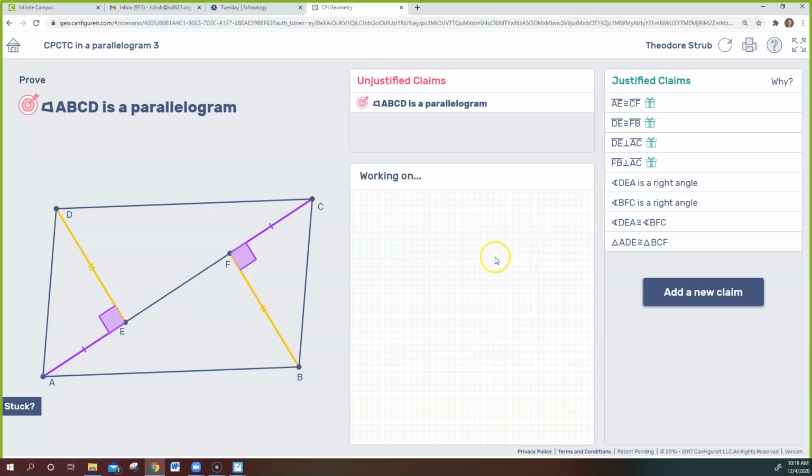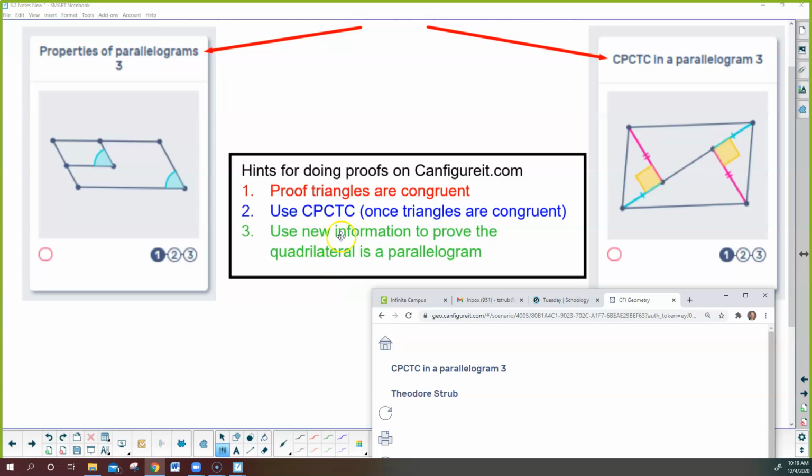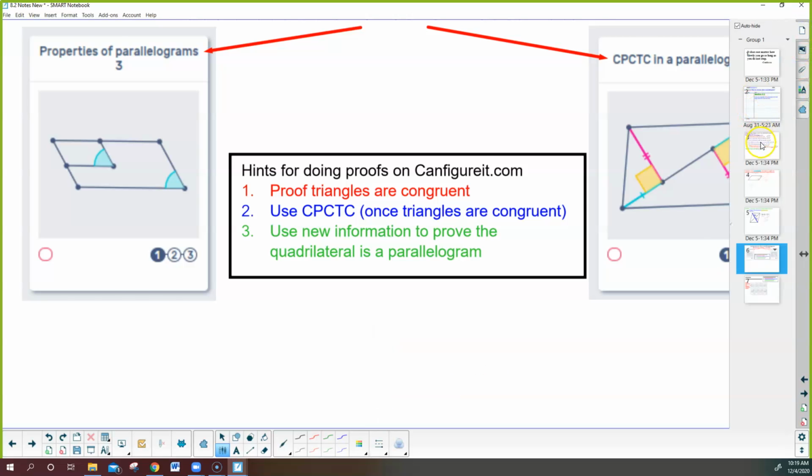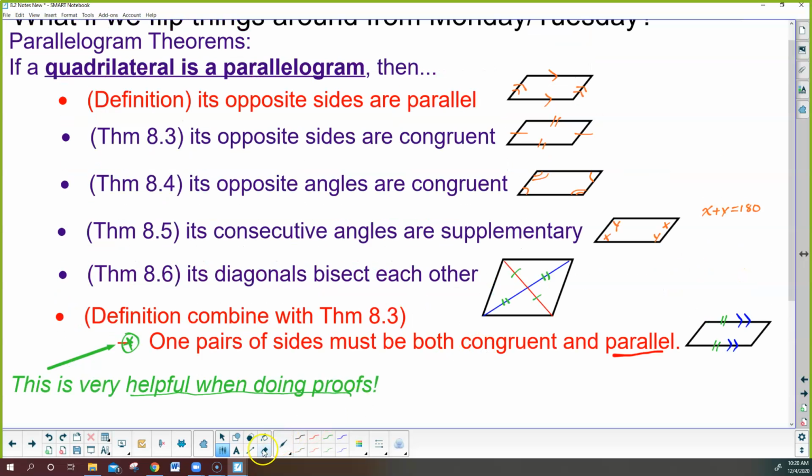Cool. All right, so what did I do? I proved the triangles are congruent. I basically did the red step. Then I'm going to use CPCTC to try to prove any new information that'll make this a parallelogram. Well, remember how I said if you can show one pair of sides is parallel and congruent, that's a very fast way of proving that it's a parallelogram. And that's the one I'm going to do. I'm going to try to prove that I have one pair of sides that are parallel and congruent.